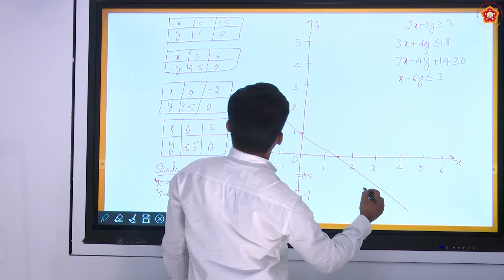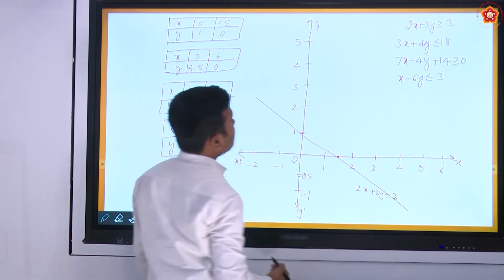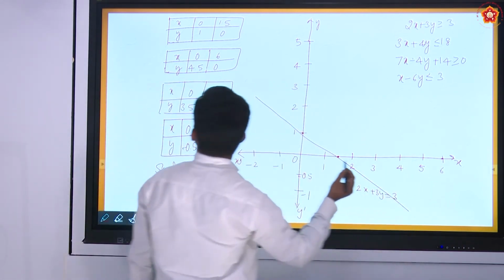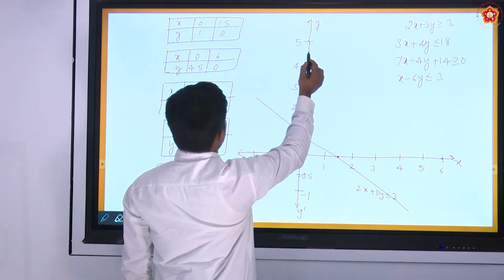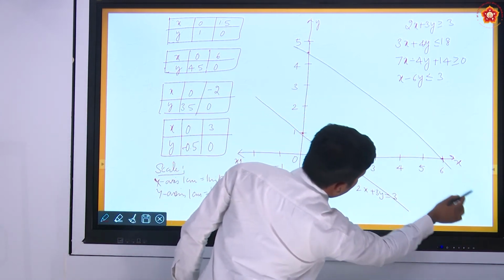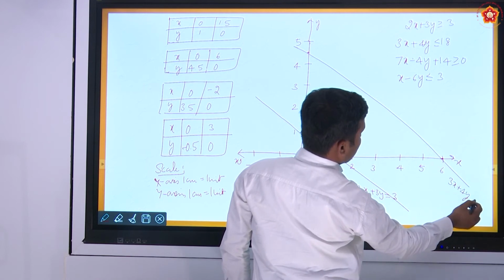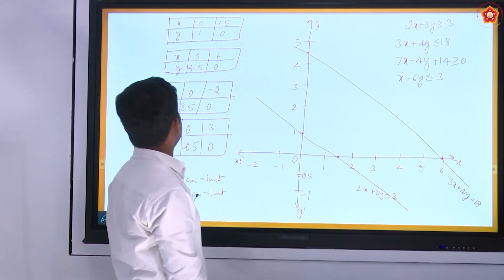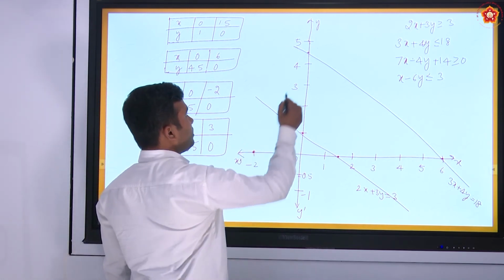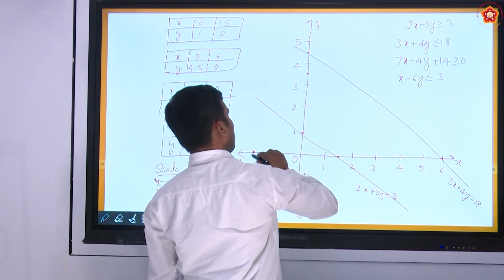What is this line? 2x plus 3y is equal to 3. Next is x is 6, y is 4.5. This is 4.5. So let us join that. So this line is 3x plus 4y is equal to 18. Similarly, next is minus 2 comma 3.5. This is x is minus 2, and y is 3.5. So let us join these 2 points.